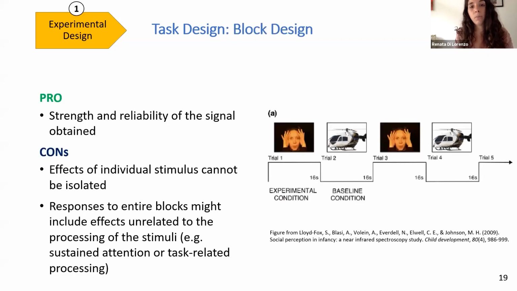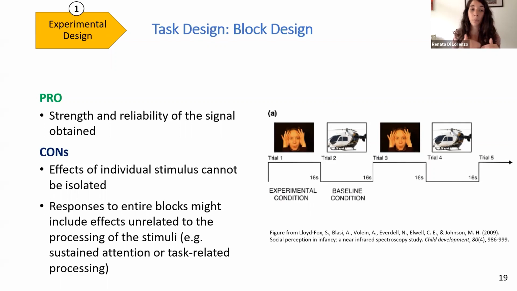So what do we see in block designs? Typically, an experimental condition is followed and preceded by baseline condition blocks. Within each condition, you could present more than one stimulus. So for instance, you have a peekaboo face, it might be just one video, or it might be one image several times. And this design has pros and cons.